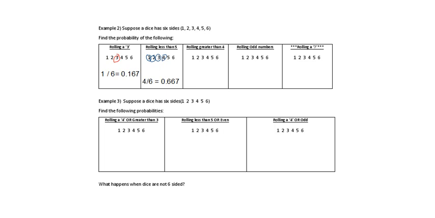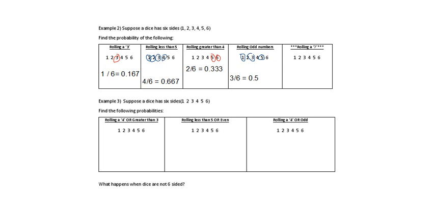Next, we have rolling a number greater than 4. Well, numbers bigger than 4 would be 5 and 6. I circled 2 numbers. Okay, let's do 2 divide 6, which is 0.333. Next, it asks rolling an odd number. Well, odd numbers would be 1, 3, and 5. So I circled 3 numbers, and 3 divide 6 is equal to 0.5.